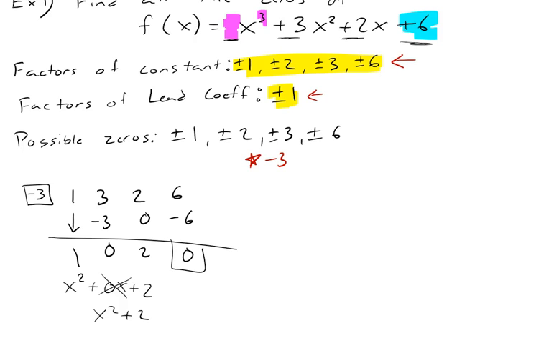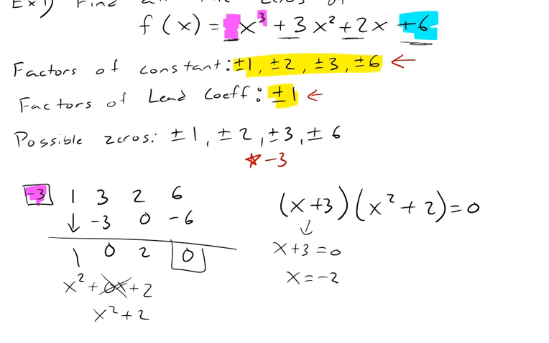Alright, so far I have x plus 3, that comes from this, and I have x squared plus 2. So since I know these, I want to set it equal to 0 and solve for all of my zeros. Solve for all of my roots, all my solutions. So this becomes x plus 3 equals 0. Subtract 3, x equals negative 3.